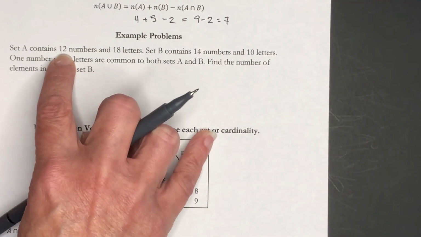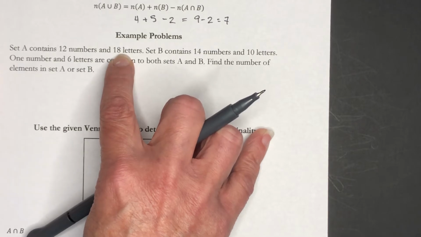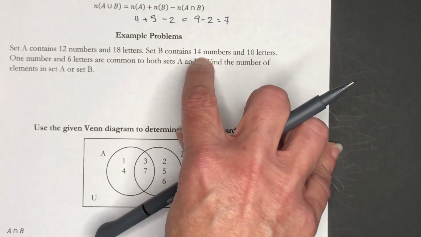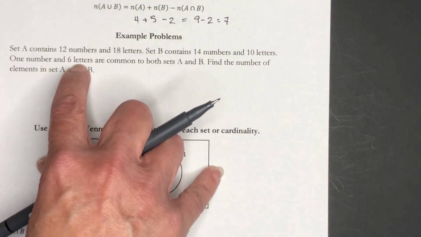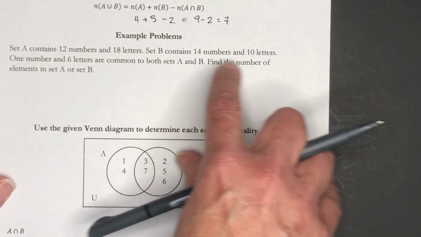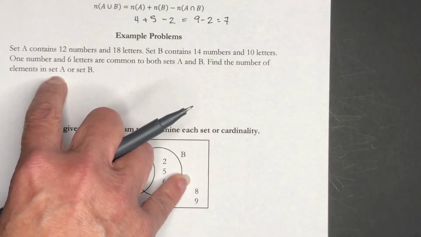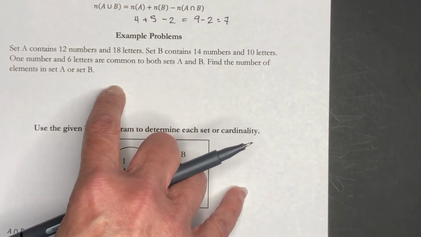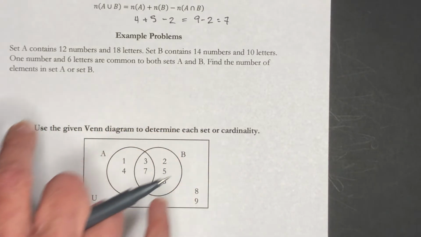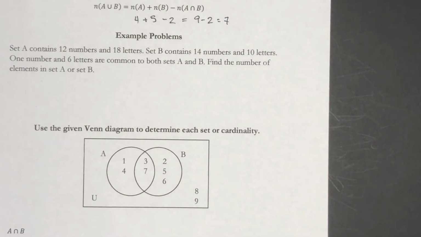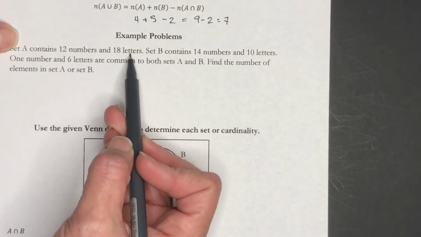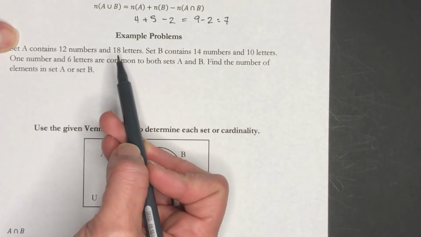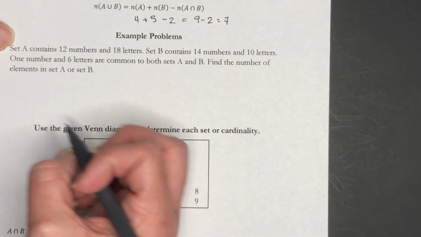Set A contains 12 numbers and 18 letters. Set B contains 14 numbers and 10 letters. One number and 6 letters are common to both. Find the number of elements in set A or in set B. Okay, well, this isn't bad at all, but the tricky part is that we do have to take into account that we have two different things. They give us these two different numbers, wanting to mess us up a little bit.